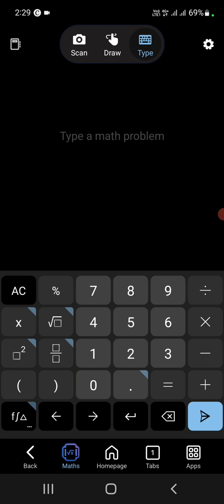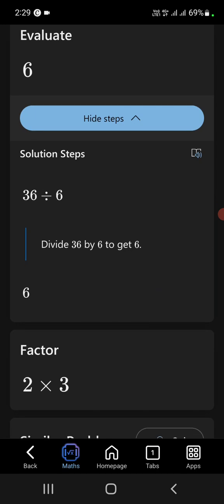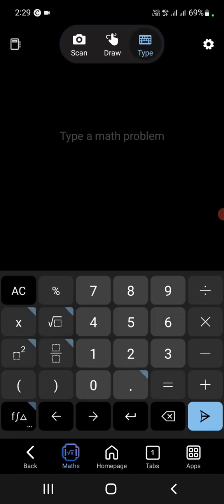I'm going to type 36 multiply, I think so, when you divide by 6. So here's 36 divided by 6 is equal to what? The answer is 6. Solution steps: divided by 3, divided by 3 to get 6. Nice.